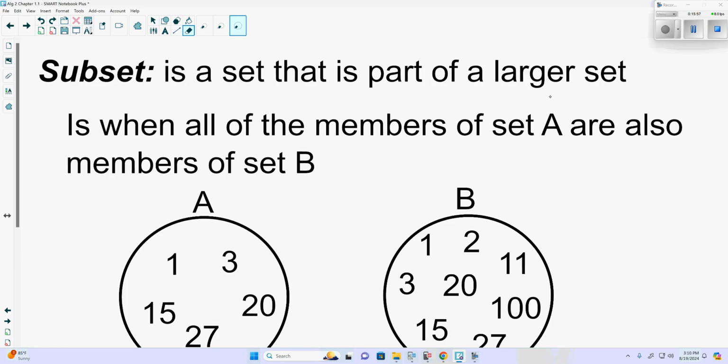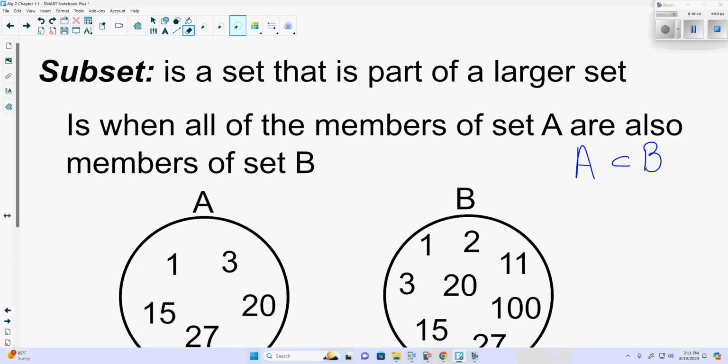So A is a subset of B. That symbol is subset. That is the symbol for a subset.